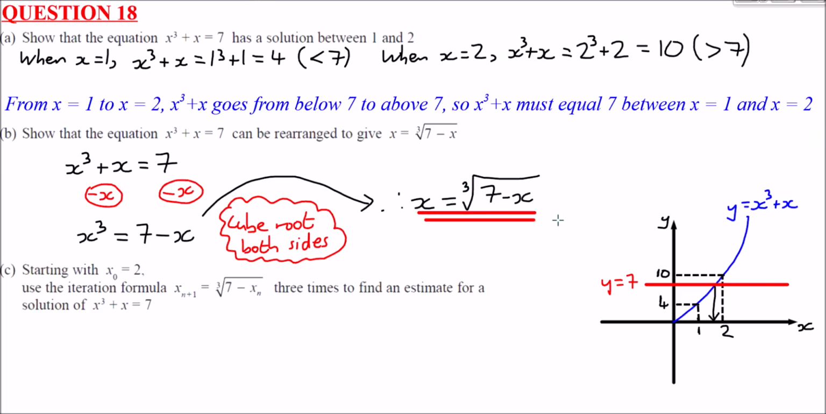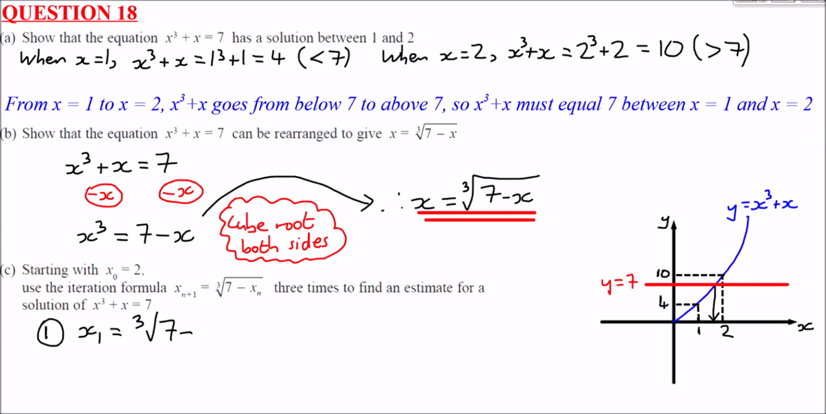Next, we have what's called an iteration formula to do. An iteration formula just means we plug a value in again and again and again. We use this formula 3 times to find an estimate for the solution of x cubed plus x equals 7. So we're told that x0 equals 2. So the first iteration, x n plus 1 will be x0 plus 1, which will be x subscript 1. That's going to be the cube root of 7 minus x0, which is 2.